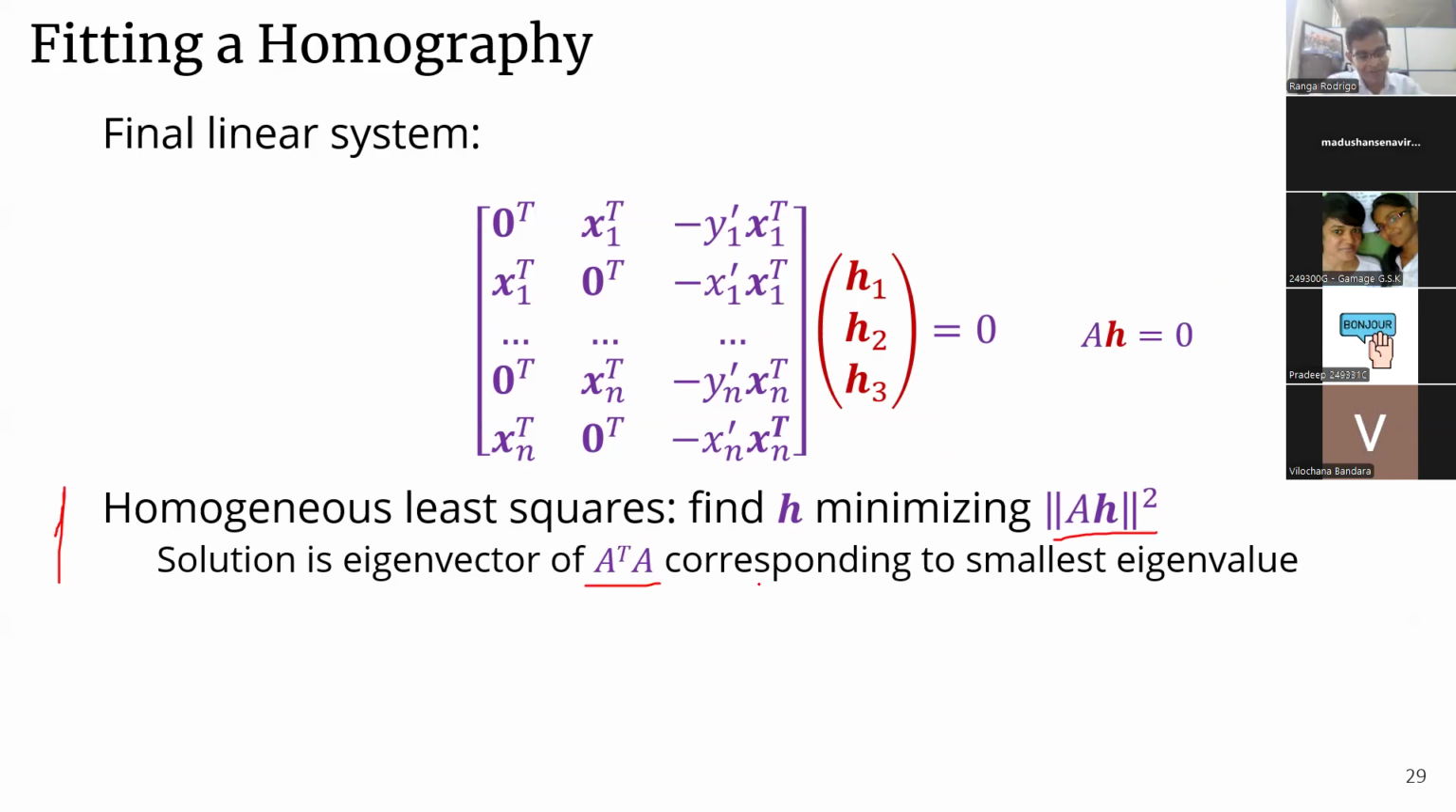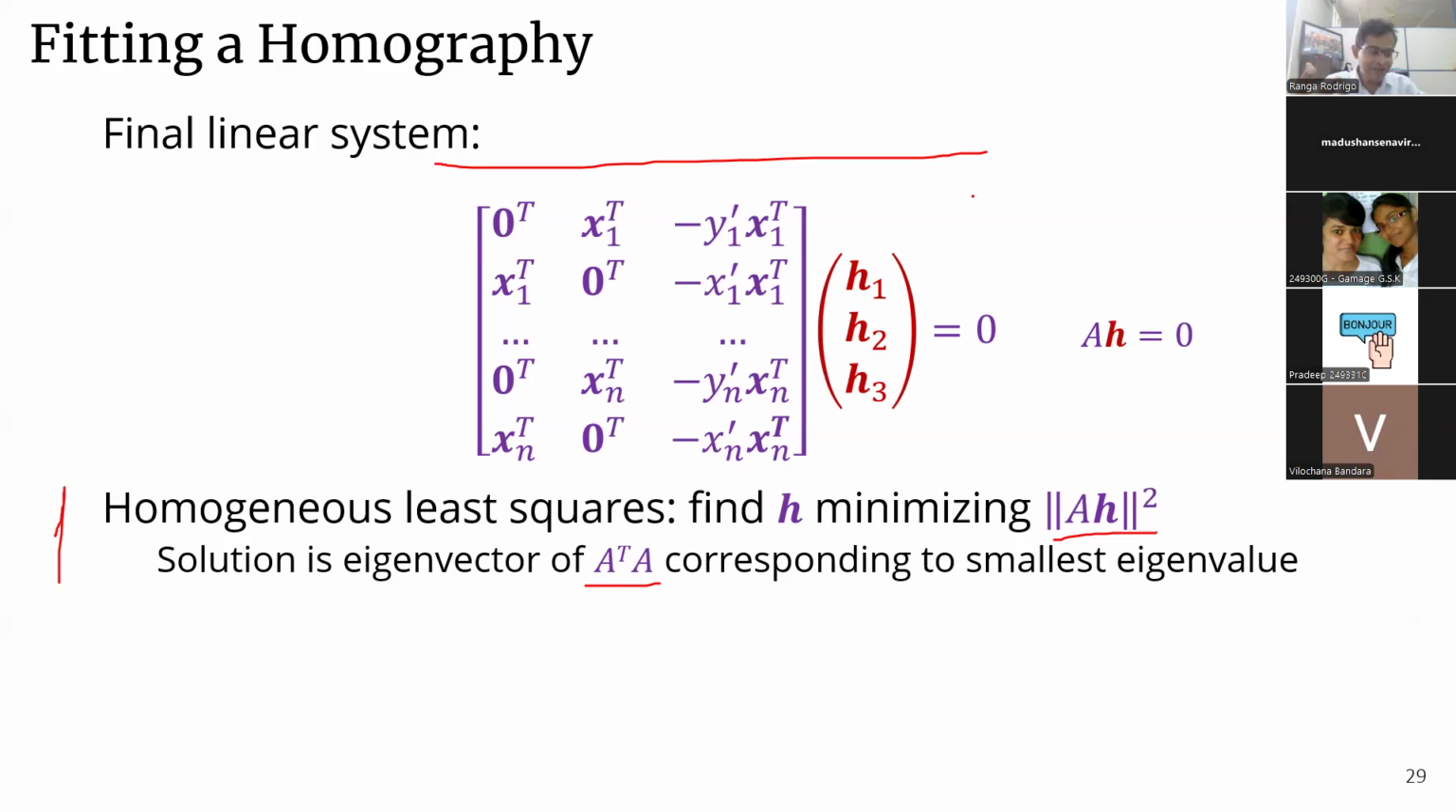This smallest eigenvalue can be calculated. This eigenvector can be obtained using singular value decomposition in MATLAB or in NumPy or something. If you are given a system of equations like this, this is not computer vision. This is solving a homogeneous system of equations. Homogeneous means the right hand side is zero.